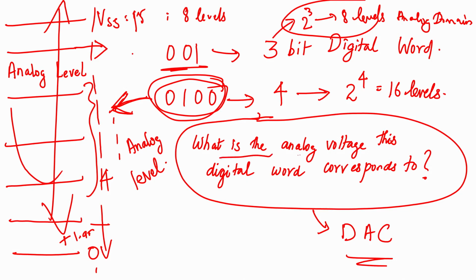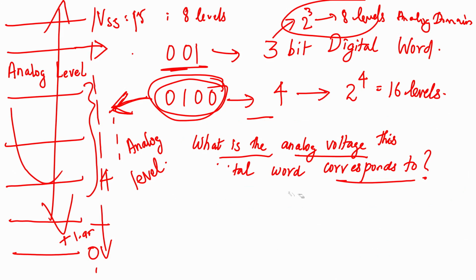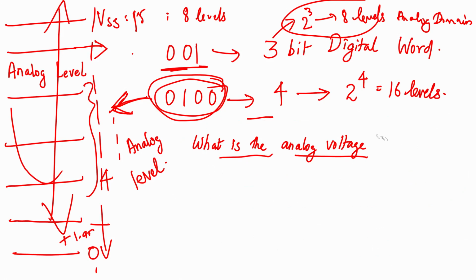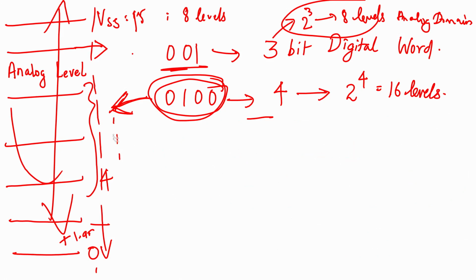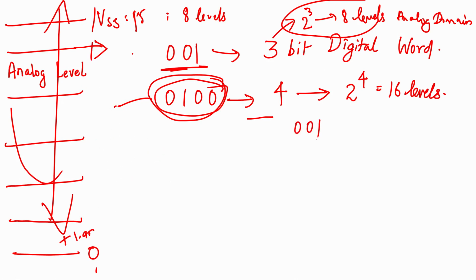Okay. What is the analog voltage this digital word, which is this one, let us say 0 1 0, corresponds to? Clear? So let us see how we can answer this question. Once we answer this question, we already have our answer to the digital to analog converter, correct. For this, immediately most of you who are aware will tell me that okay, 0 0 1, this is LSB, this is MSB.